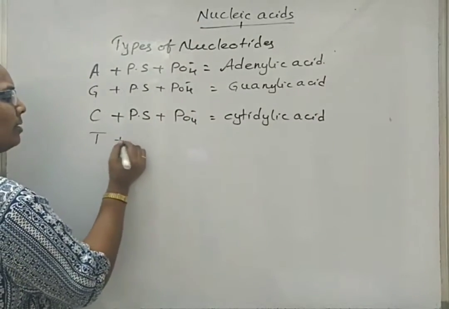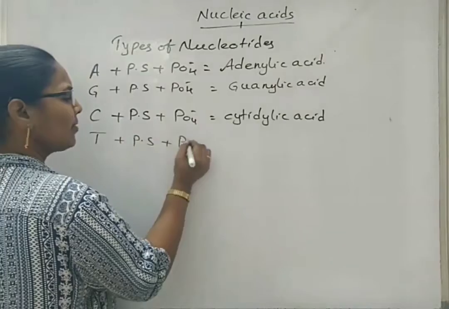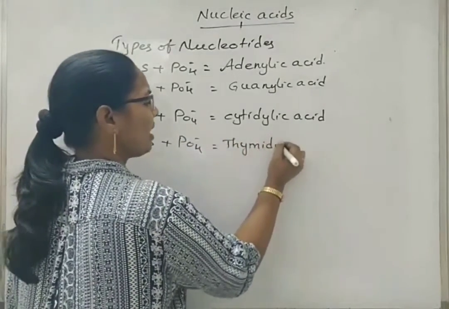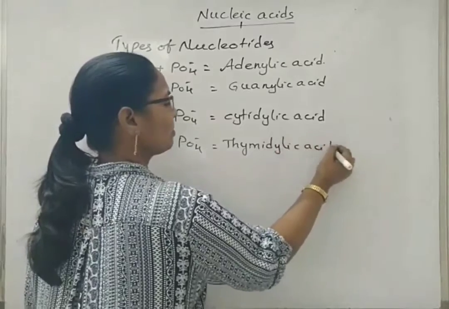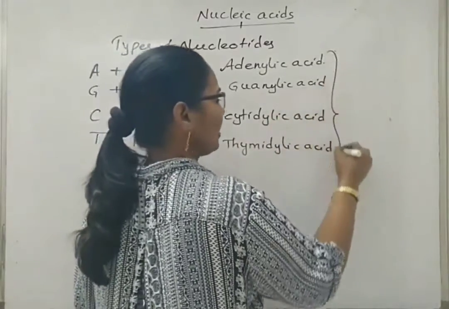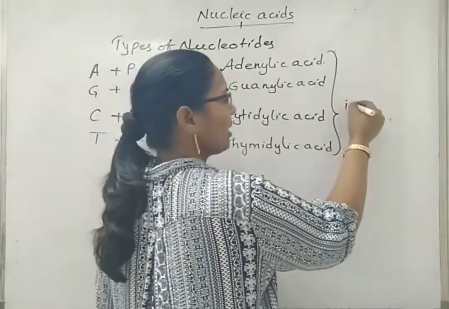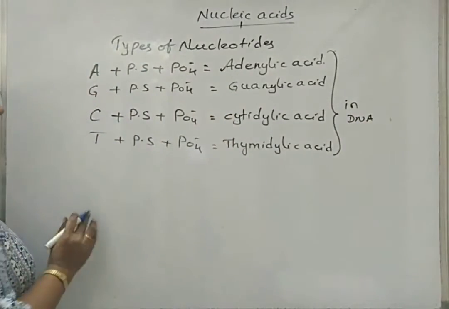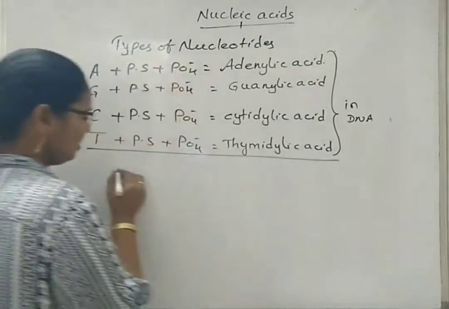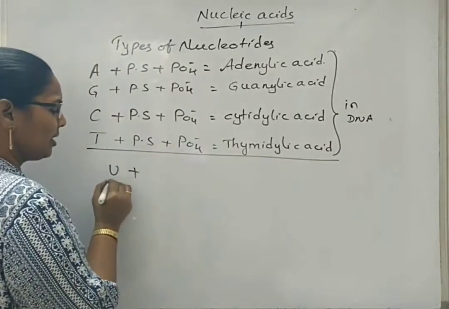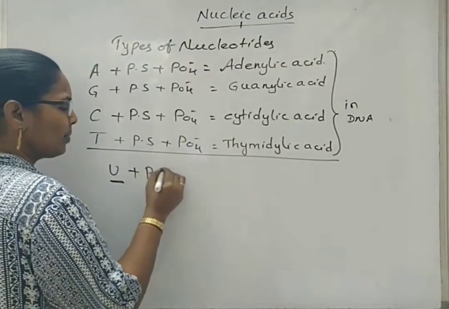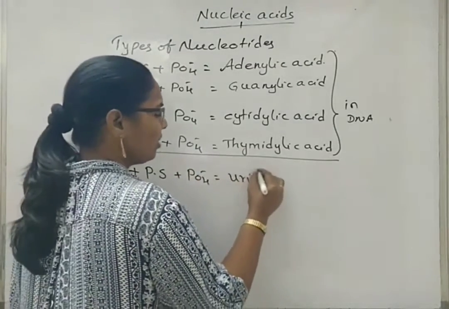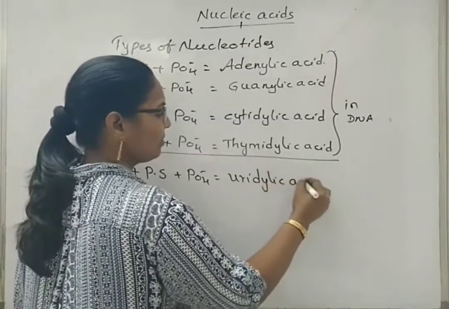Next, thymine plus pentose sugar plus phosphate molecule. This is called thymidylic acid. These all 4 types of acidic forms are seen in case of DNA. Then what about uracil, another pyrimidine in RNA? Uracil, which is indicated with capital U, plus pentose sugar plus phosphate molecule. This is called uridylic acid.